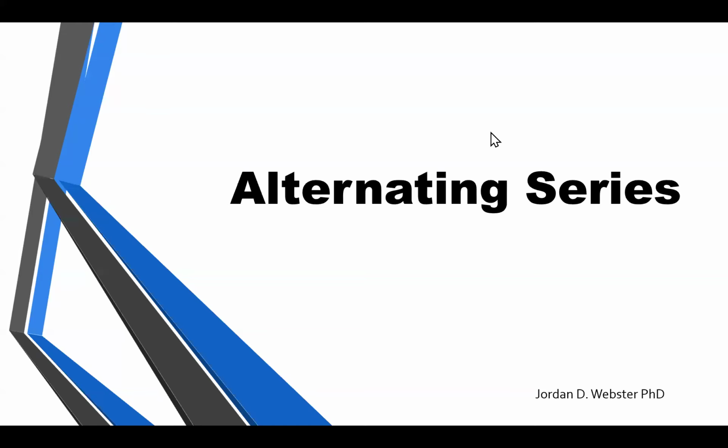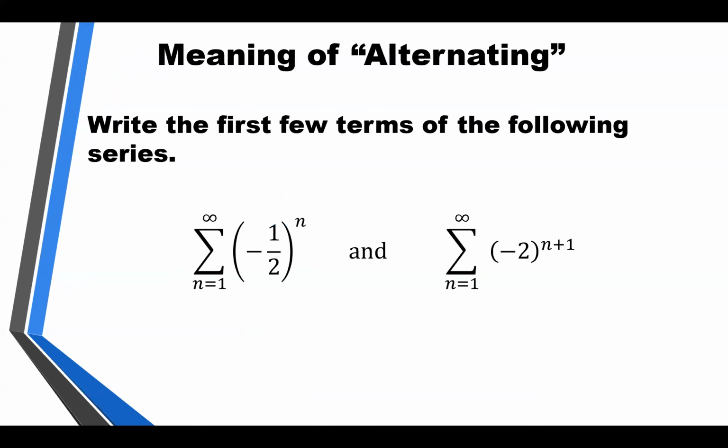In this video, we're going to take a look at alternating series. So what do we mean by alternating? Well, we've actually seen a few alternating series previously, but let's set out the meaning of what alternating means. So here we have two infinite series. One of them is (-1/2) to the nth power, and the other one is an infinite sum of (-2) to the n plus 1th power.